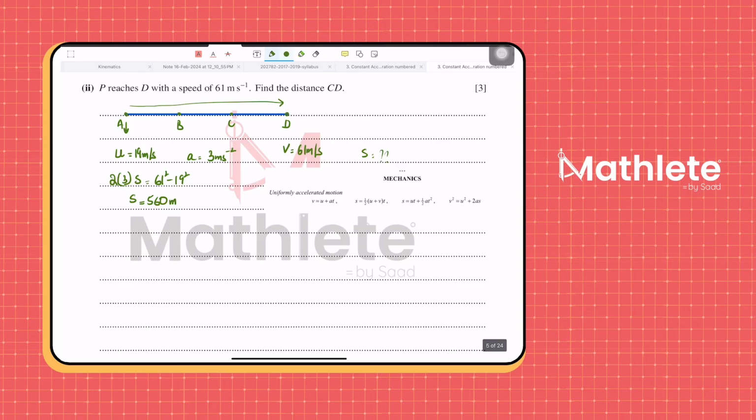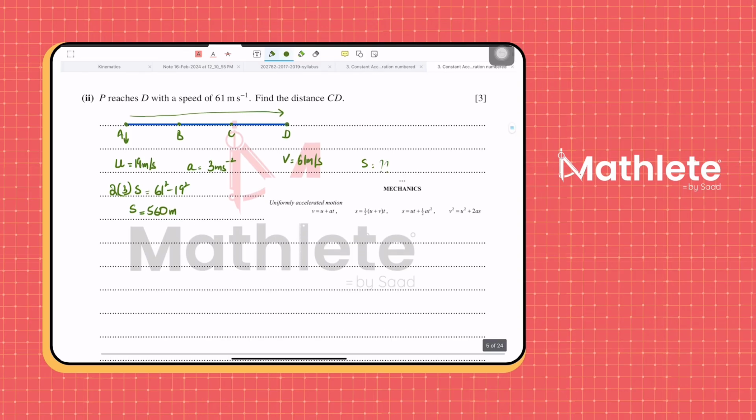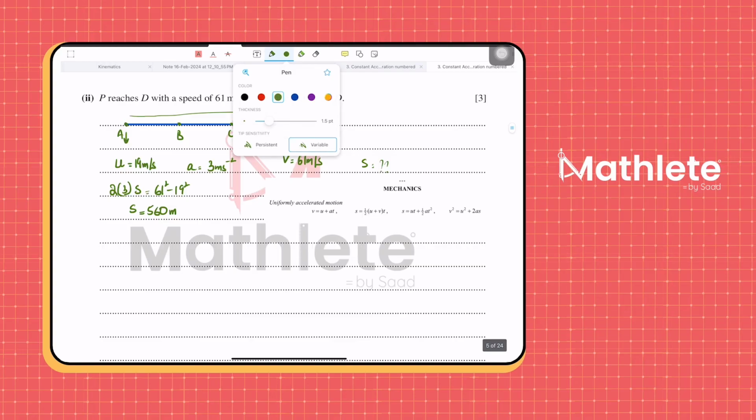Can this be the final answer? Of course not. Okay, don't get carried away. This is not the final answer. The question is asking us to find what? The question is asking us to find the distance from C to D.